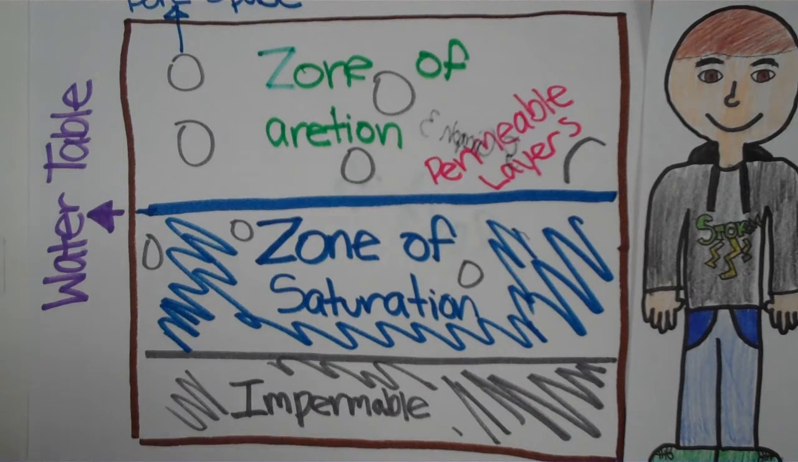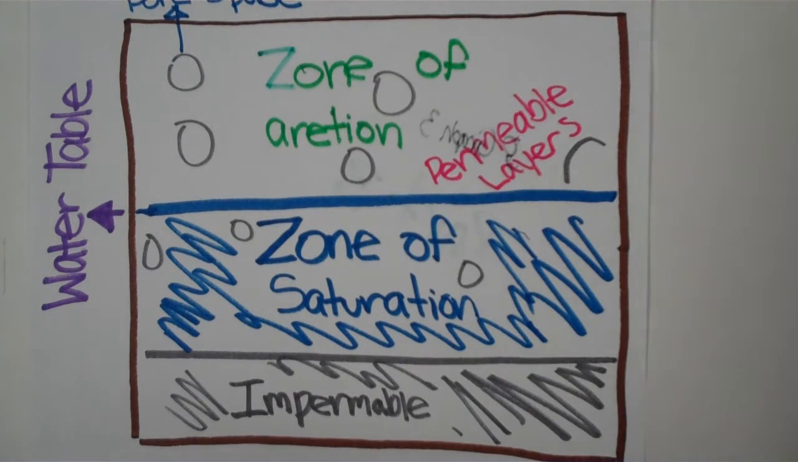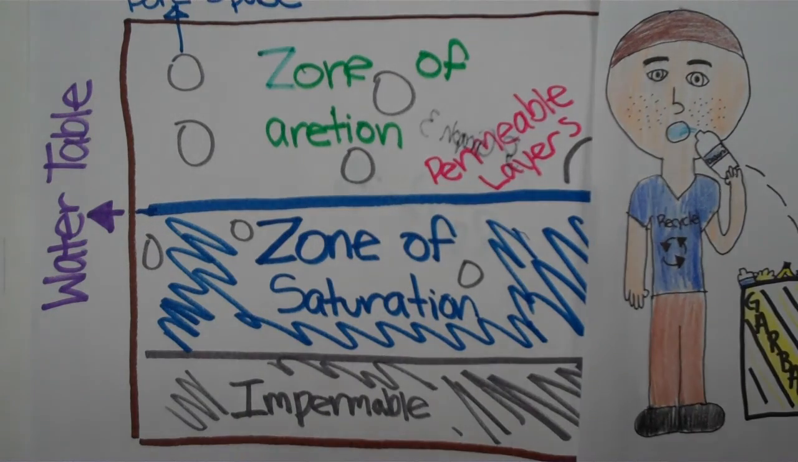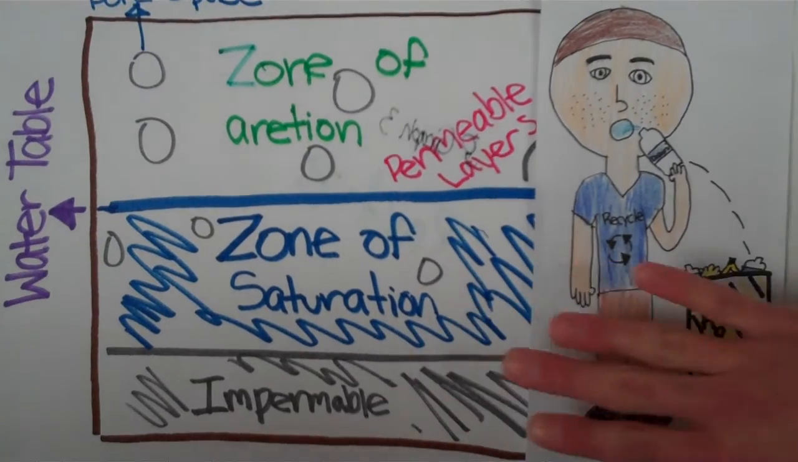Pore space is the opening in material, and zone of variation means that the pore space is still empty or is filled with air. But the zone of saturation means pore space is 100% full of water. Which brings me to the water table. That is where the zone of aeration and saturation meet.